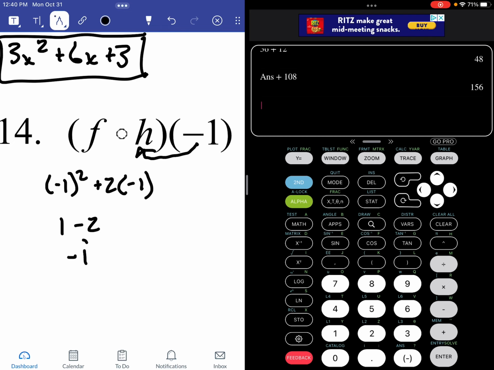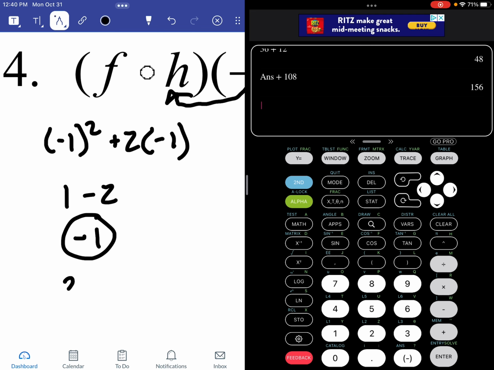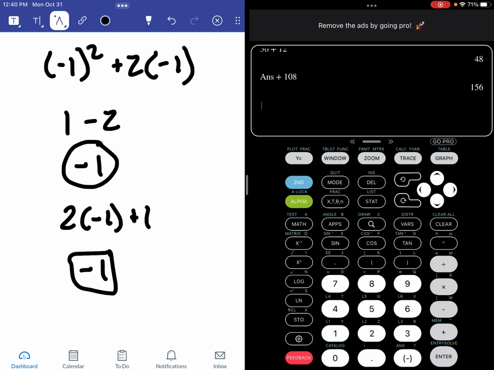I'm going to put this into the f function now. The f function is 2x plus 1. So I have 2 times negative 1 plus 1 gives me negative 2 plus 1, which is going to be negative 1 still. So that is my final answer. This is my correct answer.